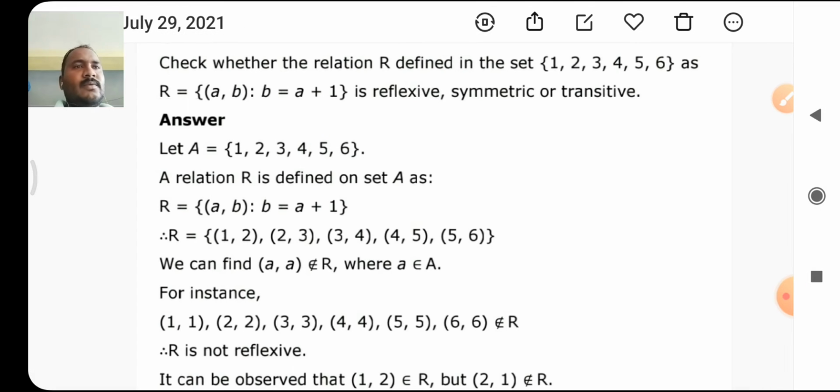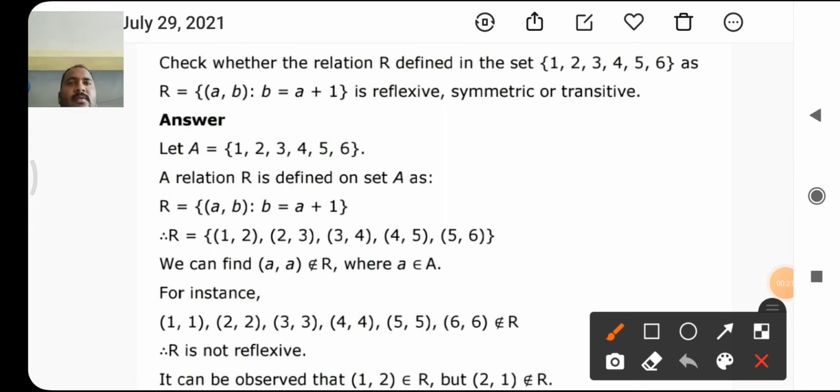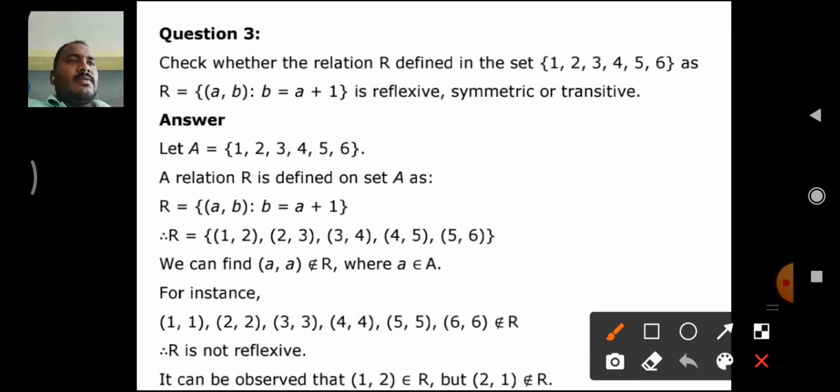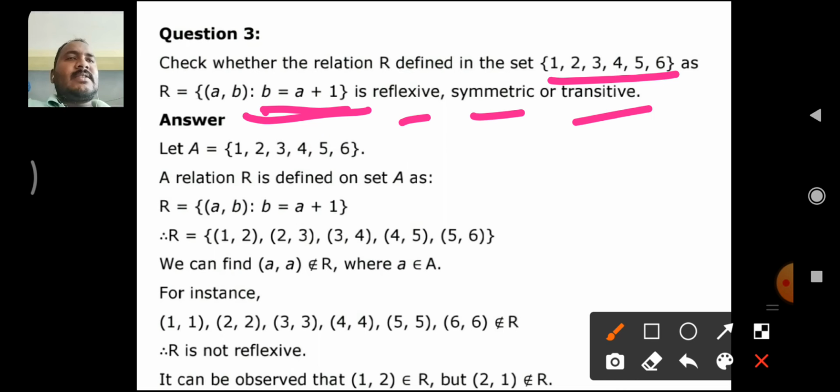Now, we will discuss examples on equivalence relation. Check whether the relation R in the set A = {1, 2, 3, 4, 5, 6}, as R = {(a, b) such that b = a + 1}, is reflexive, symmetric or transitive. Dear students, we do not know whether R is reflexive, symmetric or transitive.